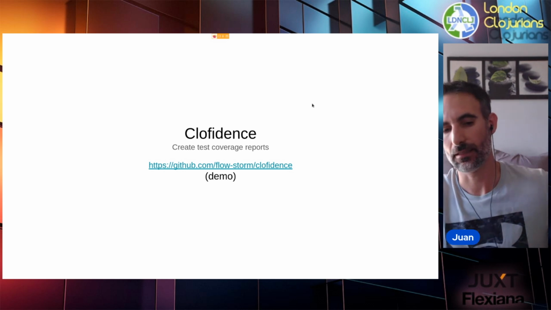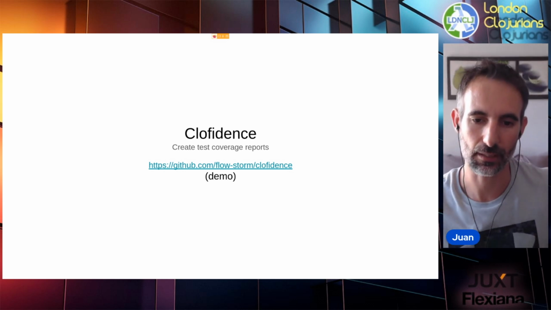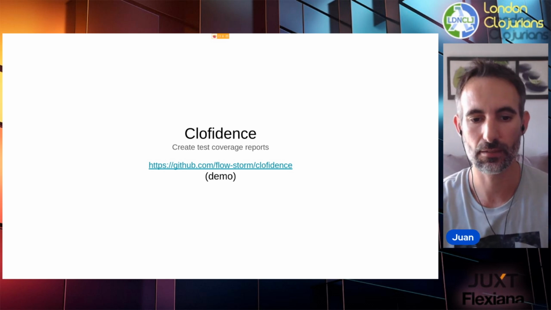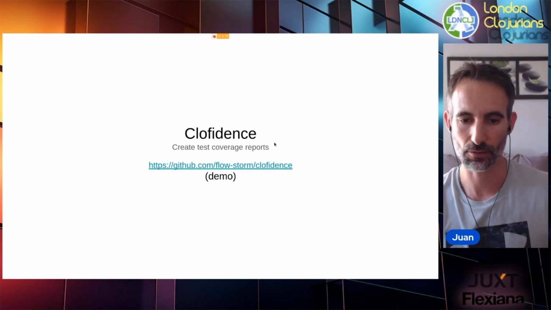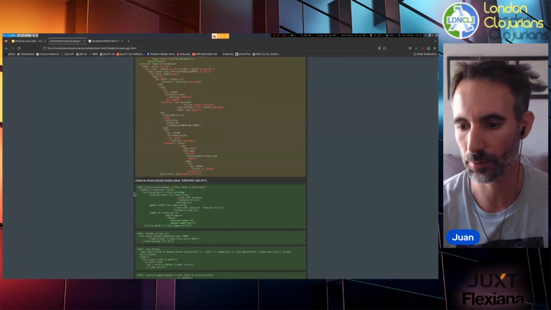So I'm not going to go deep into these other tools, just an overview of what this enables. Clofidence is the thing where we instrument everything and create test coverage reports. It looked like this. For example, I have created one for the tools build project.